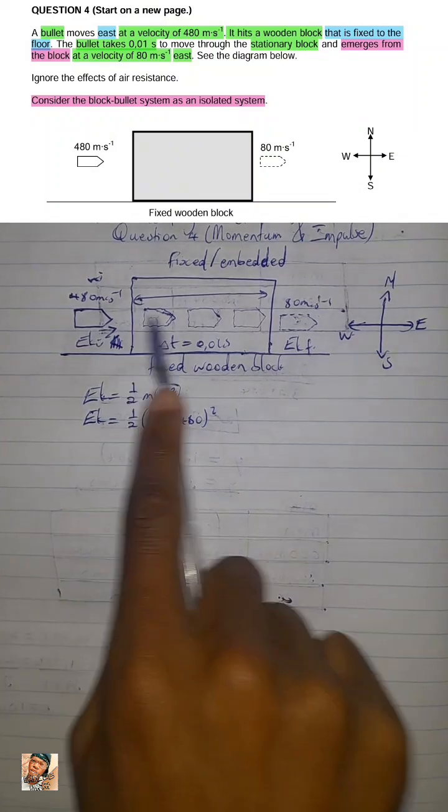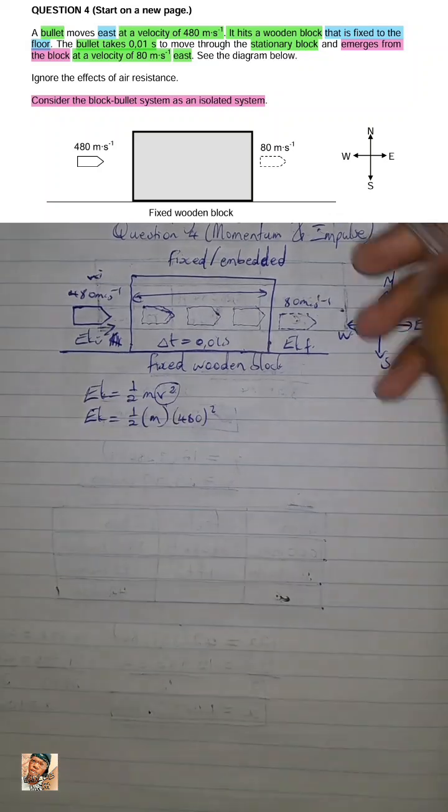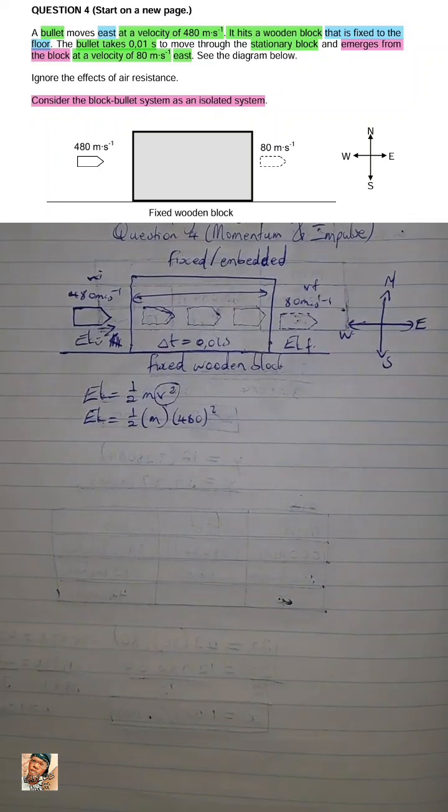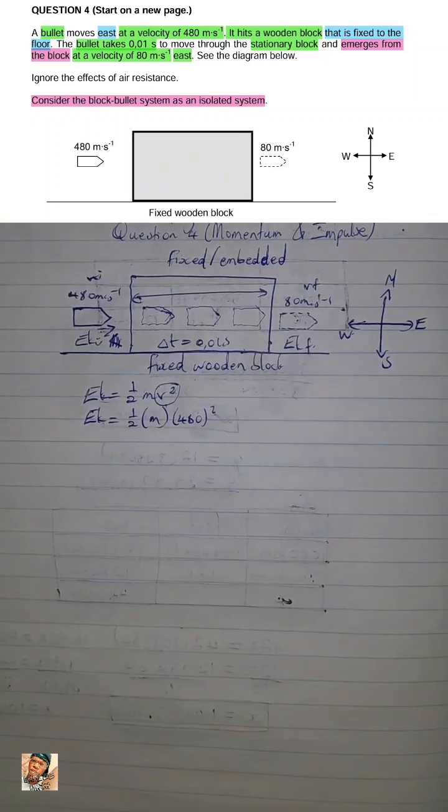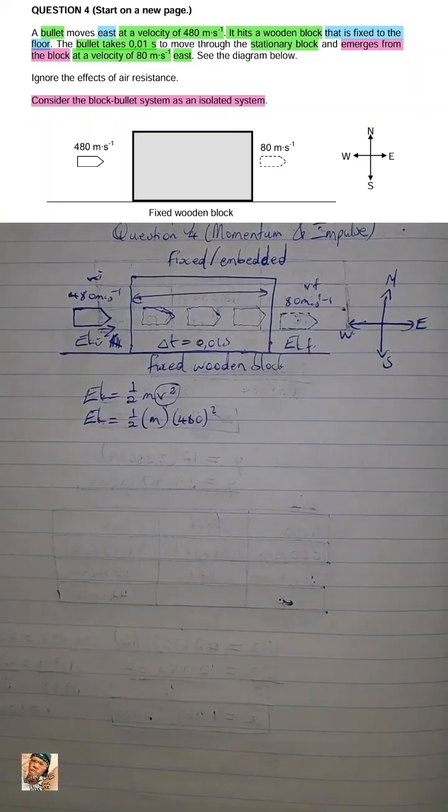Right, they're also saying it emerges from the block at a velocity of 80 meters per second east. So it is still going to go east. So this is its initial velocity, and this is its final velocity. They're saying to us, ignore the effects of air resistance. Of course, as the bullet is flying, and before it goes through the wooden block, it is going to experience air resistance. But they're saying to us, ignore that. Pretend it is not actually happening. So we're going to pretend there's no air resistance at all.